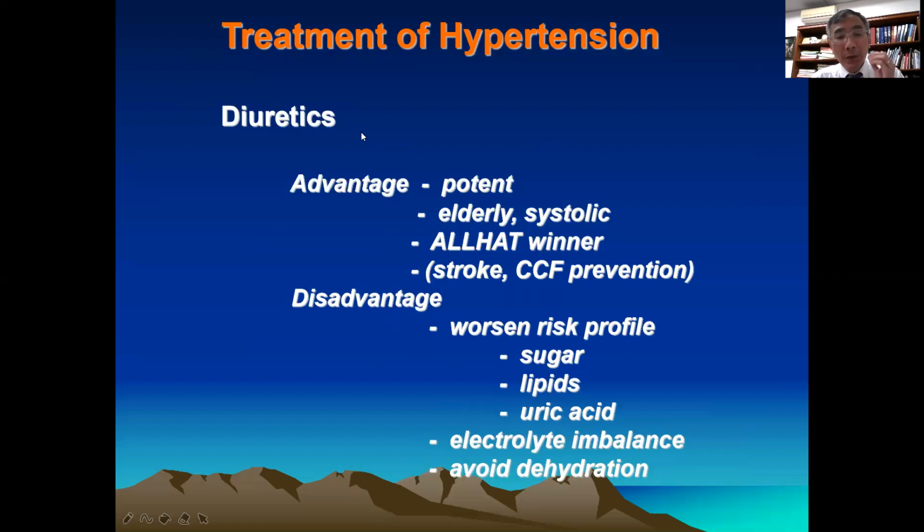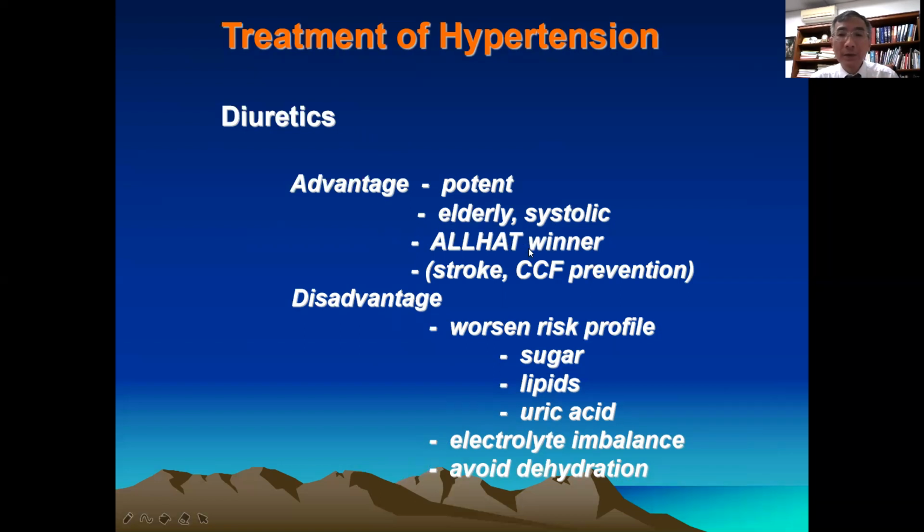Well, the way it works is very simple because if there is excessive volume in the circulatory system with fluid retention, then blood pressure goes up. If you use diuretics, you cause the patient to pass more urine, you deplete the intravascular volume, and so you will lower the blood pressure. So diuretics are very potent agents, and they are especially useful in older patients with isolated systolic hypertension.